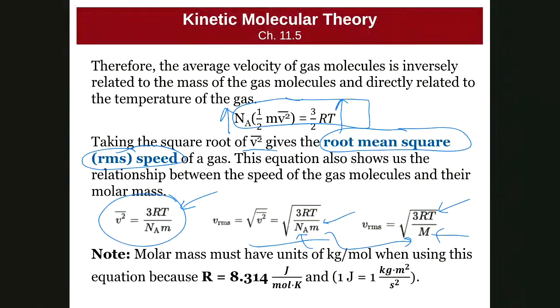But note, very important to note, that our new value of R that we just learned today is 8.314 joules per mole Kelvin. And because joules can be converted into kilograms times meter squared over second squared, that means that we have to use kilograms per mole when we're talking about our molar mass.